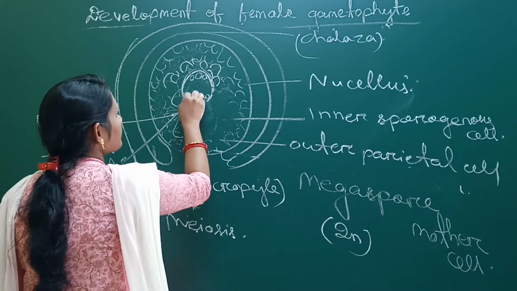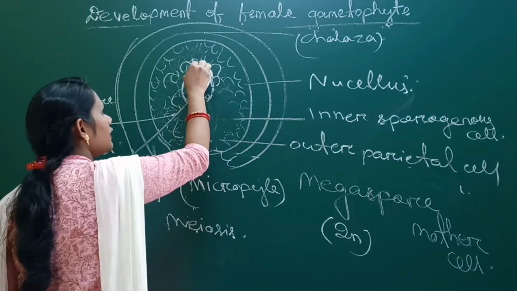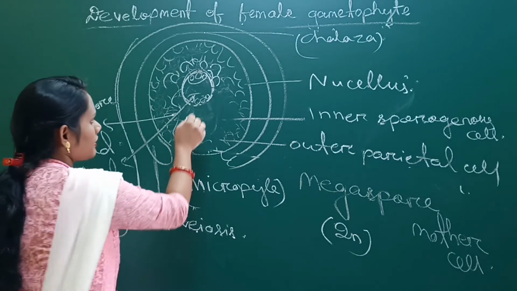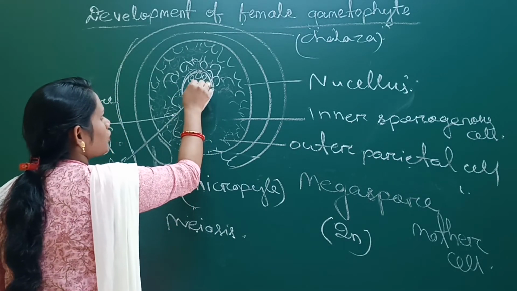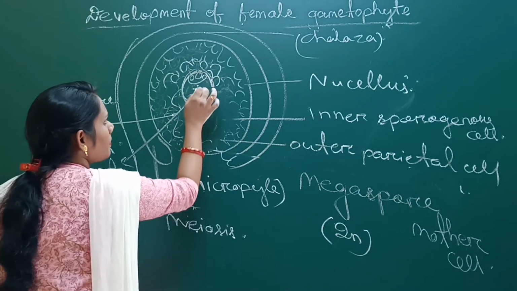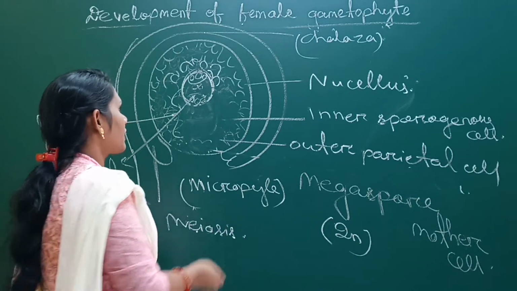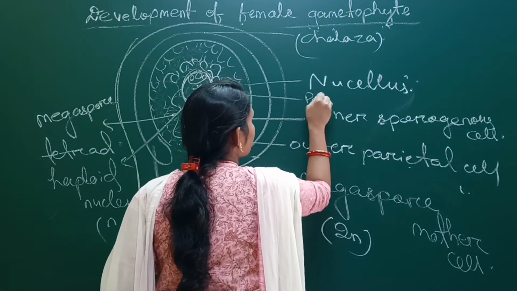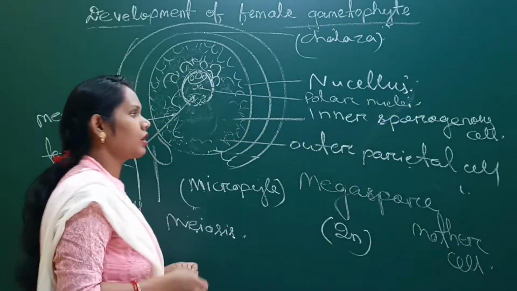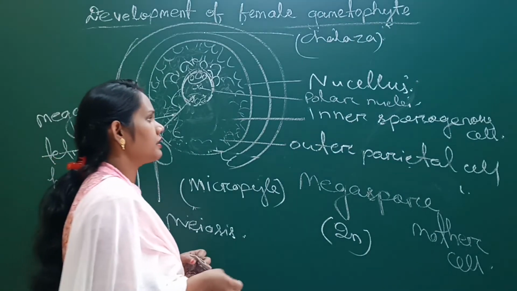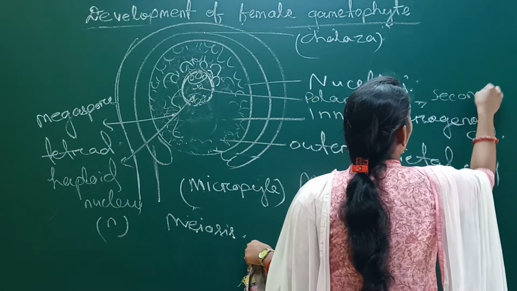Among these eight nuclei, three remain at the chalazal end and three remain at the micropylar end, and two nuclei, one from the chalazal end and one from the micropylar end, migrate to the center region, and they are called the polar nuclei. Later on these polar nuclei fuse together to form the secondary nucleus.